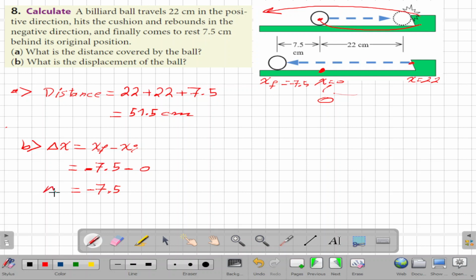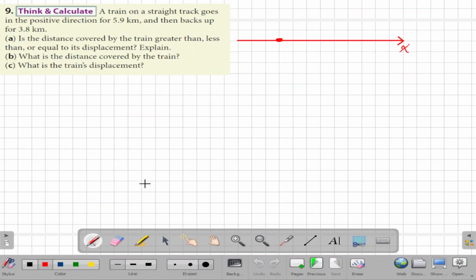Recall that displacement may be positive, negative, or 0, but the distance is always a positive quantity.